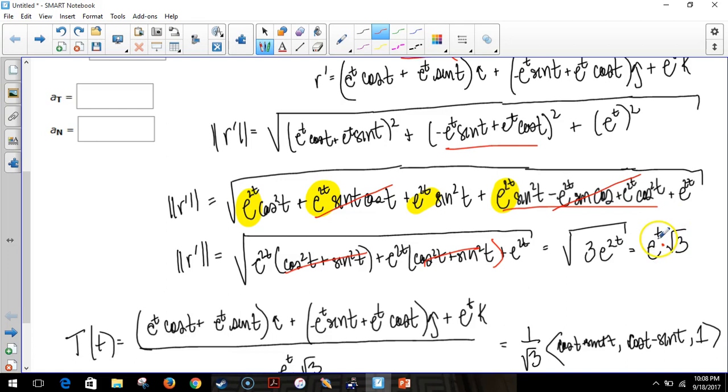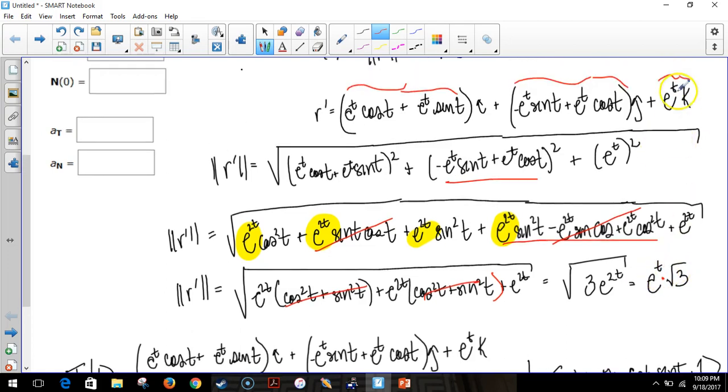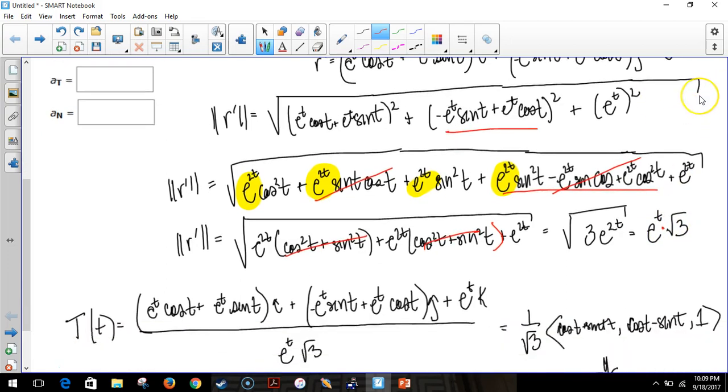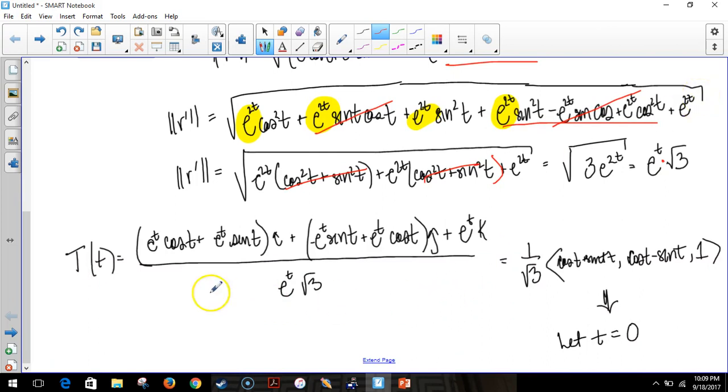So this is my denominator, and then this piece up here is my numerator. And now I have my unit tangent vector that I'm going to be able to clean up because I can factor an e to the t out of everybody up on my numerator. Right, so these all go boop, boop, boop. And I just have this radical 3 in my denominator, and I left it out front.